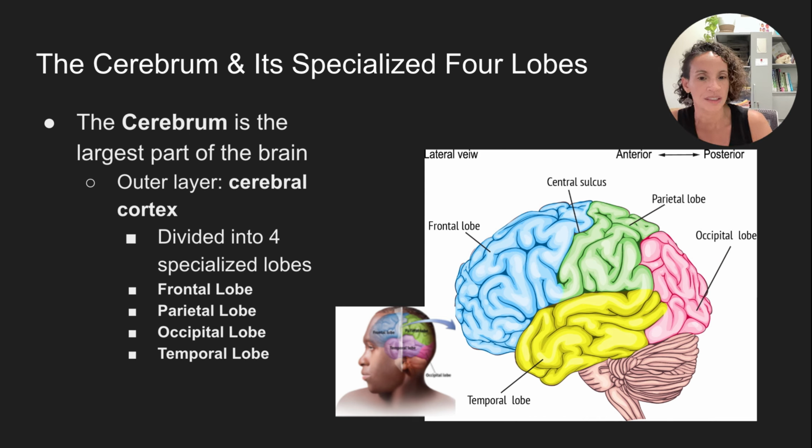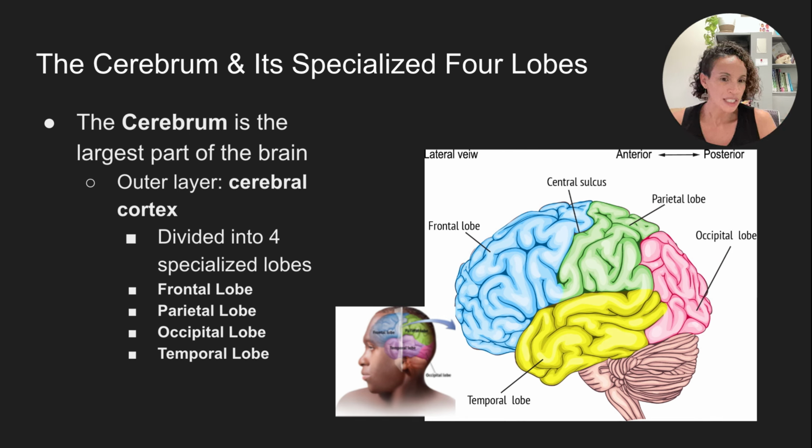We have a motor strip there that controls movement, but the frontal lobe is also involved in language, decision-making, inhibitory control, etc. Next to it, we have the parietal lobe on the other side of the central sulcus, and there we have a somatosensory strip, just opposite the motor strip. And that means that it's the part of the parietal lobe that receives a lot of the sensation from your body. So touch, temperature, for example, goes to that area so you can become conscious of those sensations. And it is very important in spatial orientation as well, the parietal lobe.